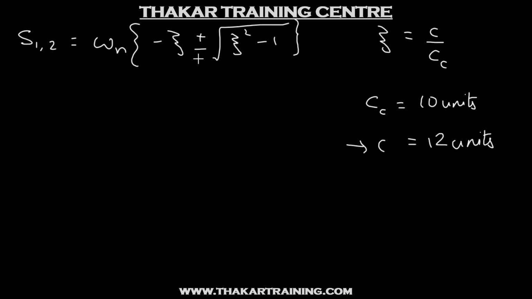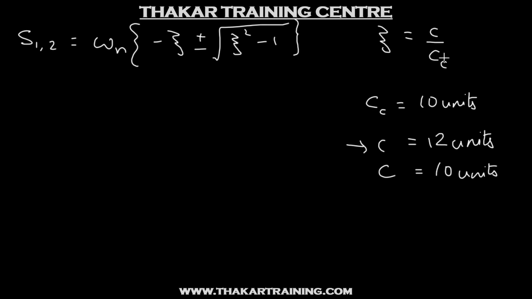And so we'll have a case of real and distinct roots, and the solution will be of the form that we have discussed earlier. Now, if C that we provide to the system is equal to 10 units, which is equal to the value of Cc, then what will happen?